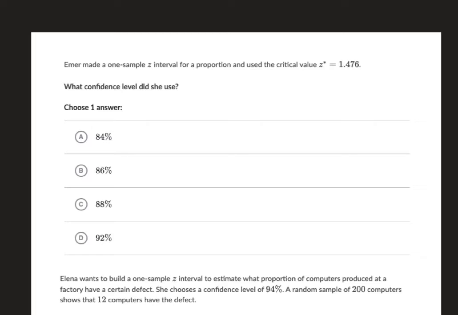Okay, I'm going to go over a couple problems that go over how to find a z star value and also how to work backwards. So this one, we're given the z star value 1.476. We want to determine what confidence level did we use.